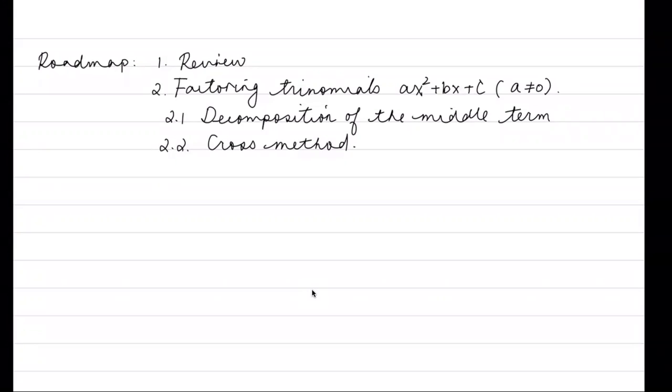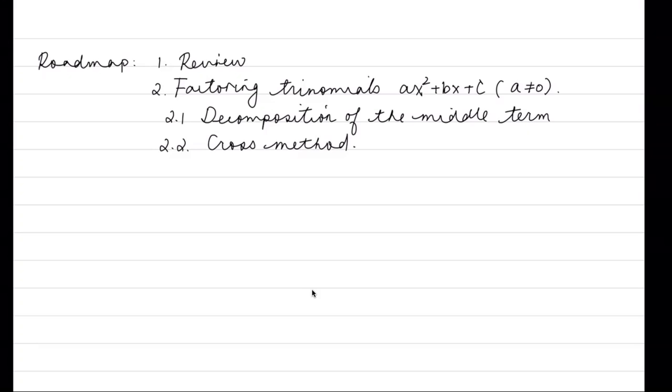Hello guys, in this video we're going to do a few things that we didn't have time to do in class. First of all, I want to do a little review of what we have learned in class. Then we will jumpstart to where we left off, which is factoring trinomials whose leading coefficient is not equal to 1. In this section, there are actually two different methods that we can use to factor a trinomial with leading coefficient not equal to 1.